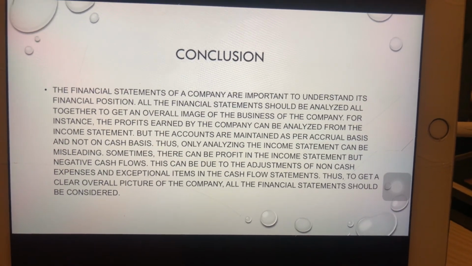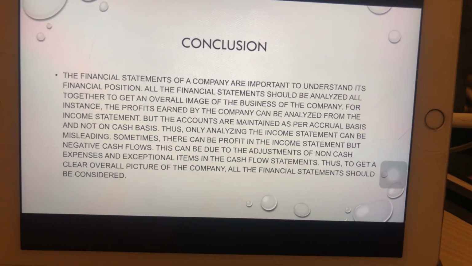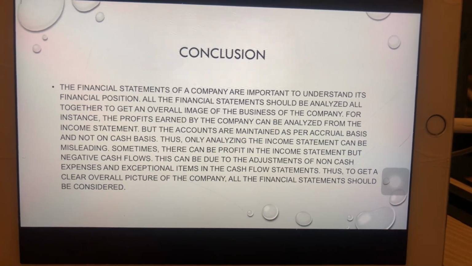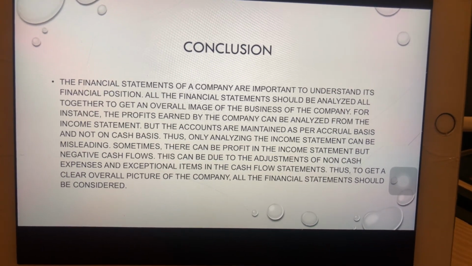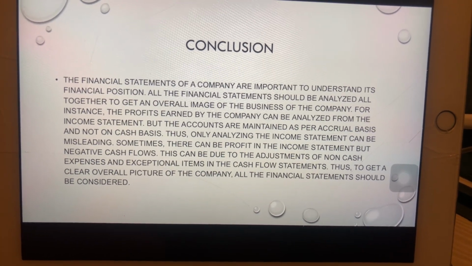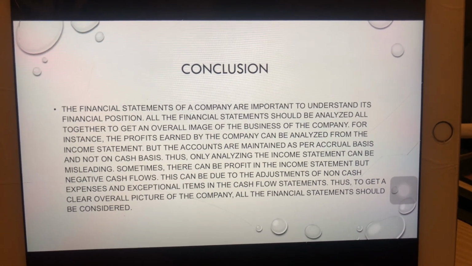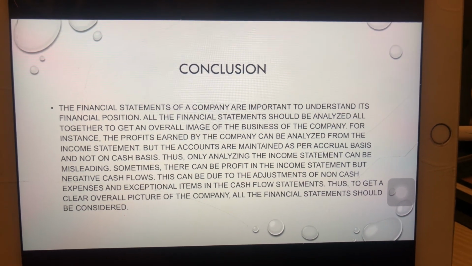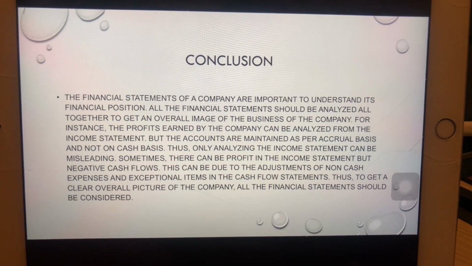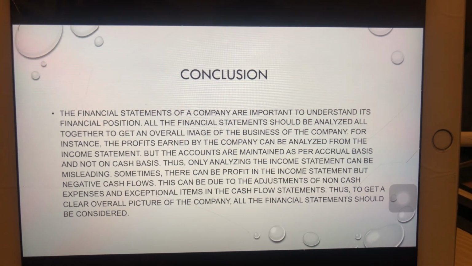So, finally, I'm going to conclude here. In the conclusion, I would like to say that the financial statements of a company are important to understand its financial position. All the financial statements should be analyzed altogether to get an overall image of the business of the company. For instance, the profits earned by the company can be analyzed from the income statement, but the accounts are maintained as per accrual basis and not on cash basis. Thus, only analyzing the income statement can be misleading.